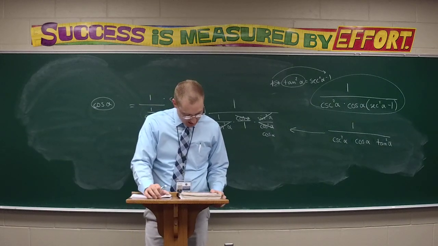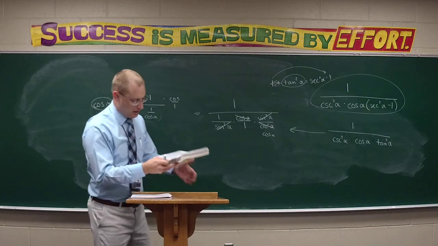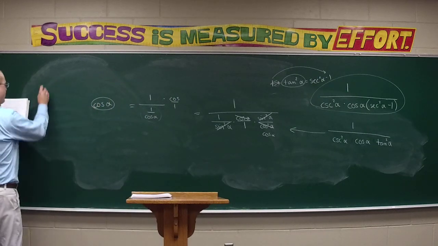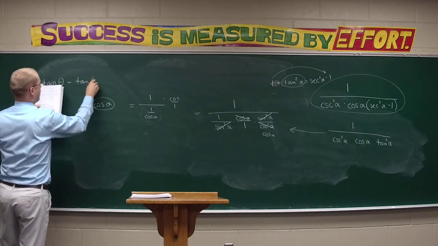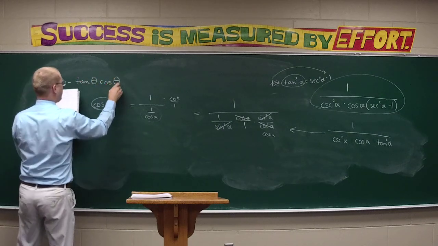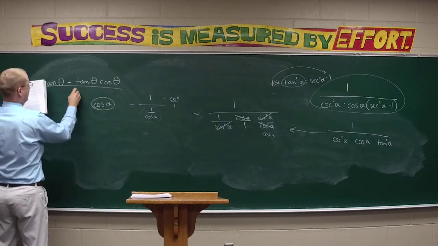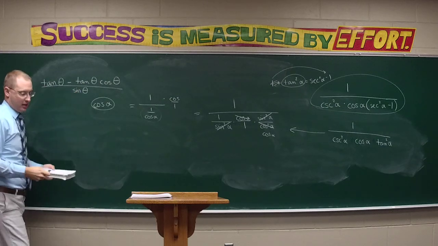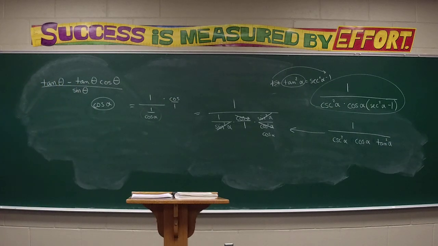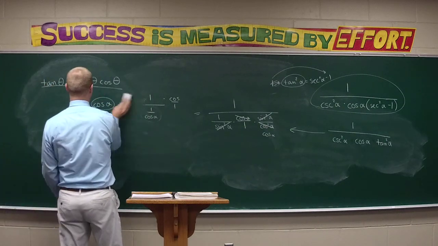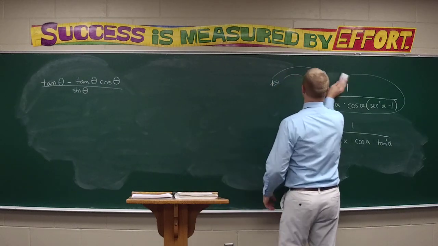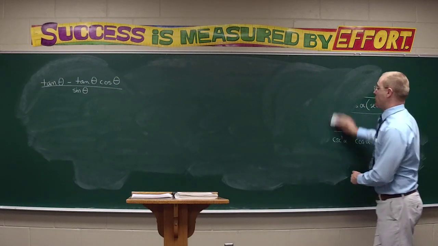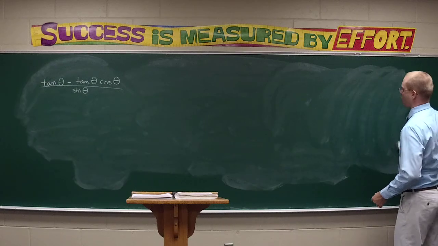You're right. Number 28. We've got one more I want to show you here. We've got tangent theta minus tangent theta cosine theta all over sine theta. Let's see how simplified we can make this thing. Why is there tangent minus tangent? Wouldn't that just be... Well, careful. Tangent minus tangent would be 0, but tangent minus tangent cosine would not be.